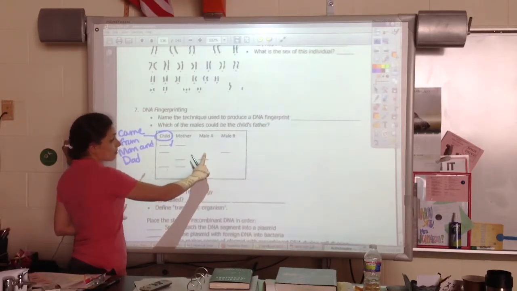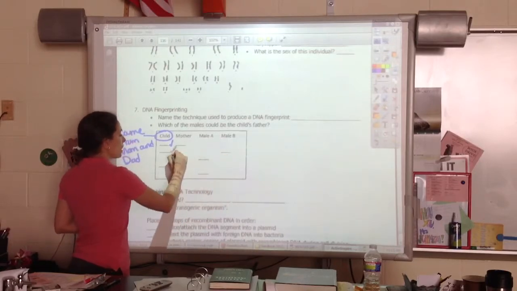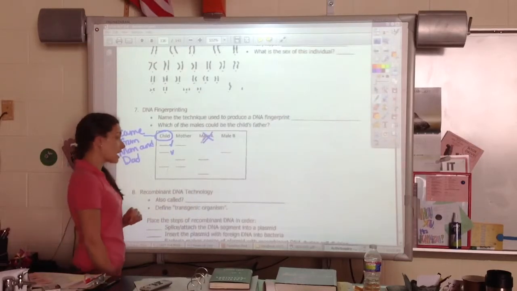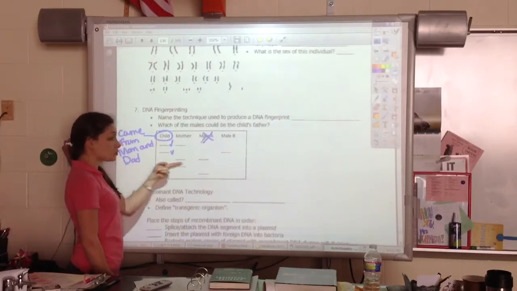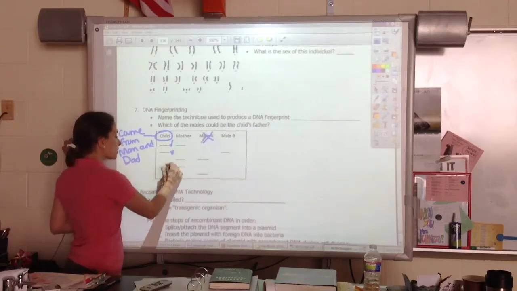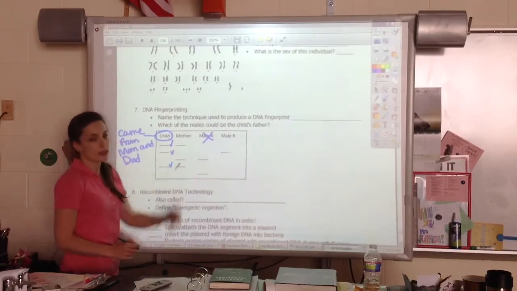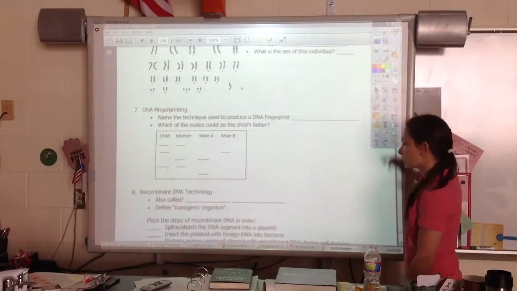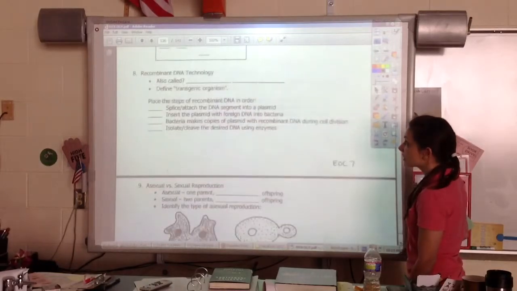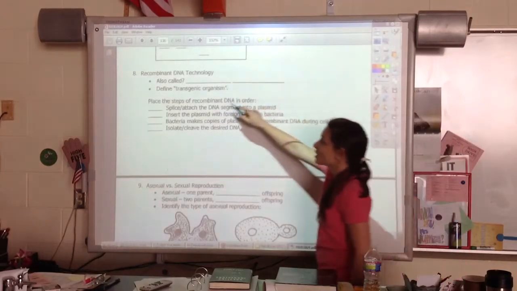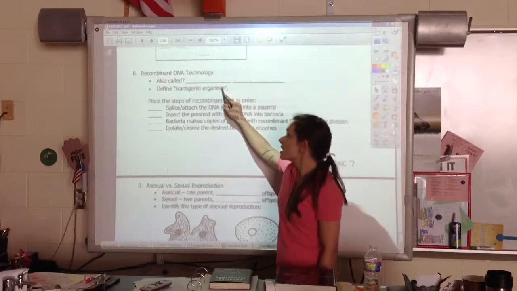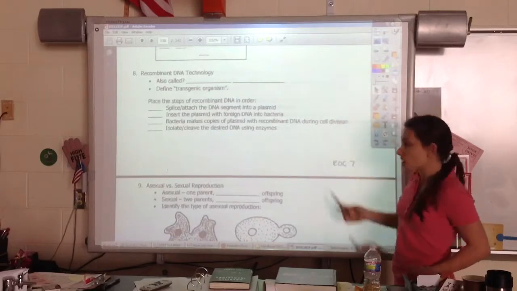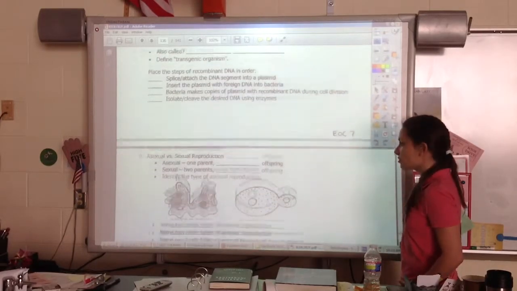This guy doesn't have that band. This man does. So I know that male A can't be the dad. Now I do need to keep checking, because what if this one doesn't match up? But this band is also from mom, so we would say that male B is the father here. Recombinant DNA is also going to be called a transgenic organism, and then you're going to define what that means. These are the steps of making recombinant DNA, so you just need to go back to your notes.